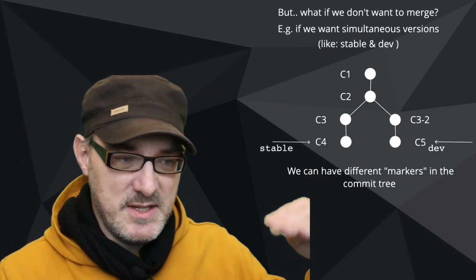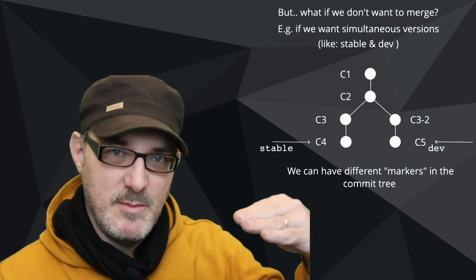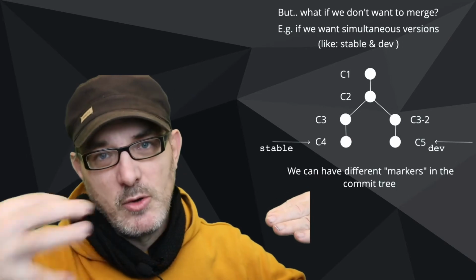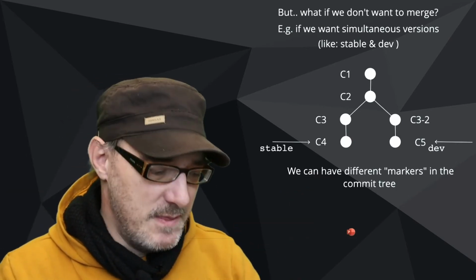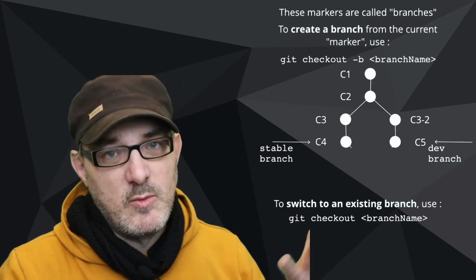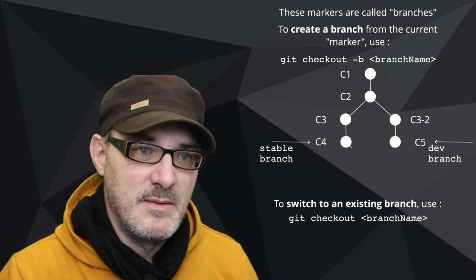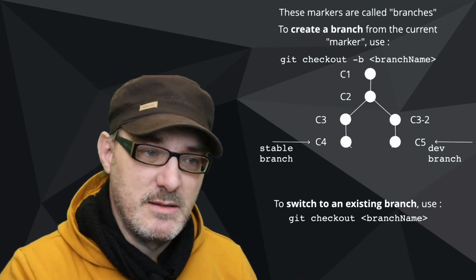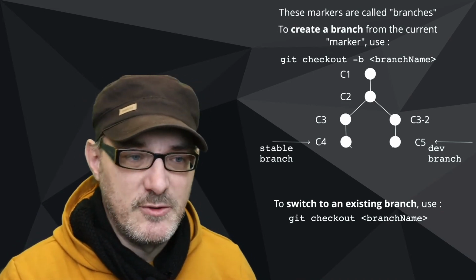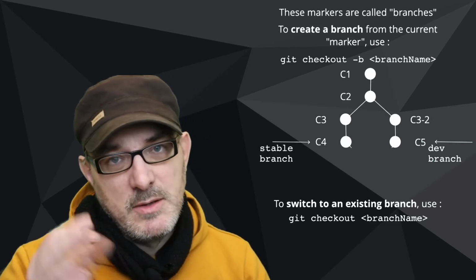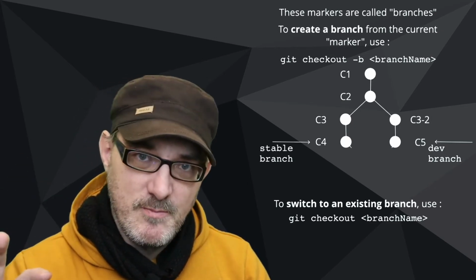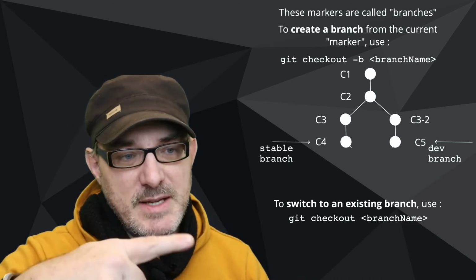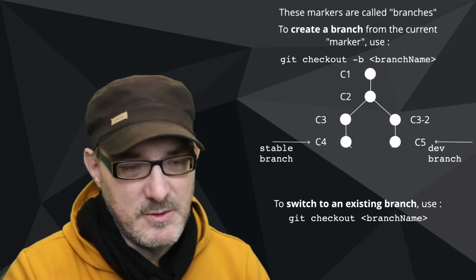And so we can have this marker here on C4, which is stable, and this marker on this commit here, which represents my ongoing development work. And these markers are actually what we would call branches in Git. And to create a branch from a given commit, for example, from C2, we'd go git checkout -b and the branch name. So git checkout -b dev would create a new branch based on C2 if we were at C2.